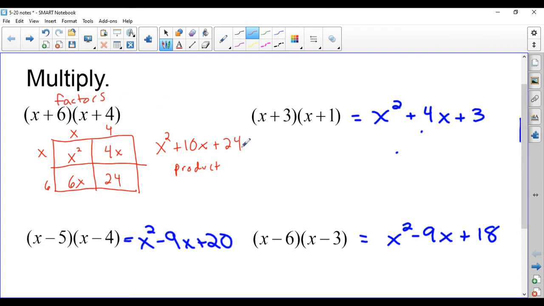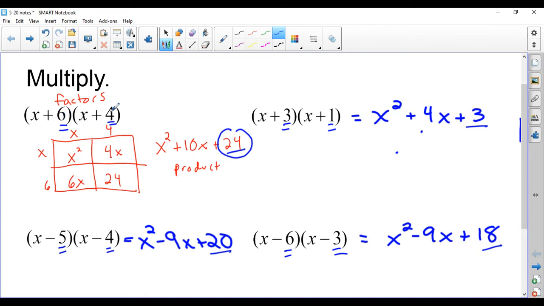So if I look at each of these, there is a relationship between the constant in each of the products and the numbers that are in the factors. 6 and 4 gives me 24. 3 and 1 gives me 3. Negative 5 and negative 4 gives me 20. Negative 6 and negative 3 gives me 18. What we see is that this constant is always the product.